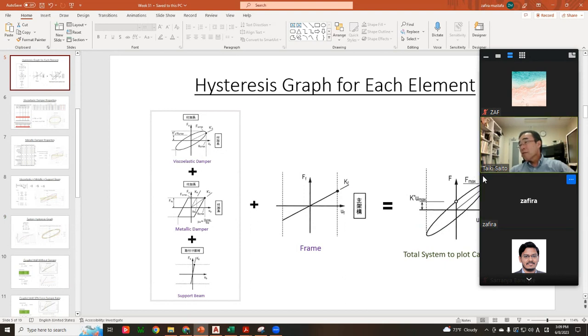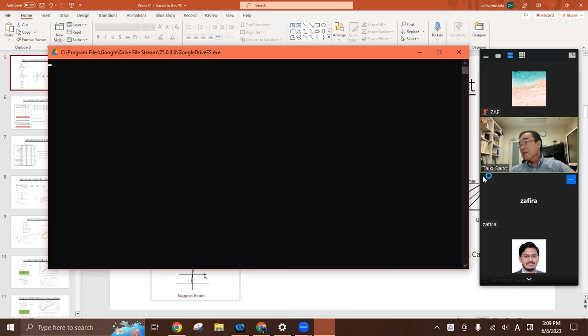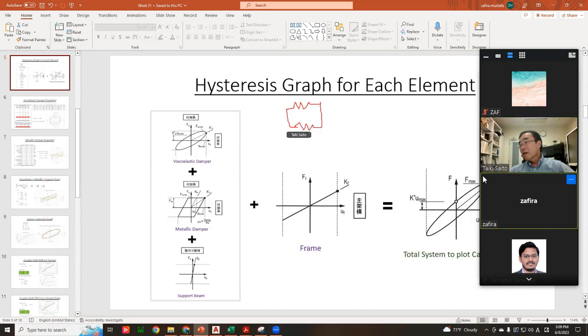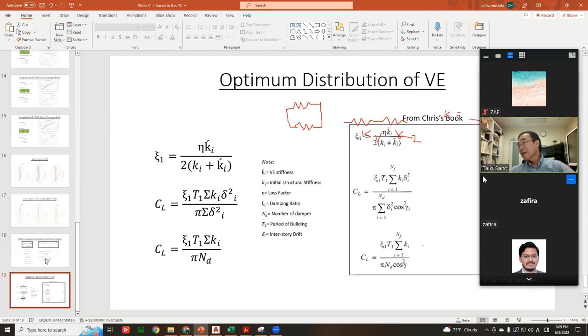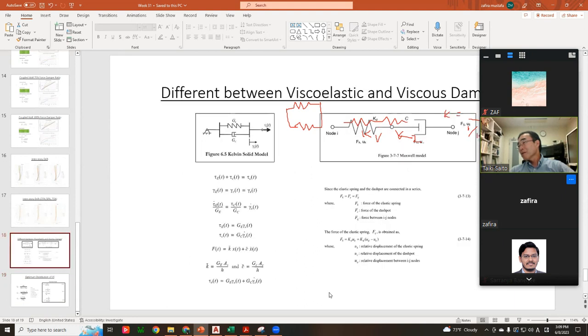Sakura-san, if you have two stiffnesses in parallel, you can add. But if you combine two stiffnesses in series, you cannot add. Okay. If this stiffness is K1 and this stiffness is K2, the total stiffness is K1 plus K2? No. It is something like this. Okay, Sensei. I will do a correction.